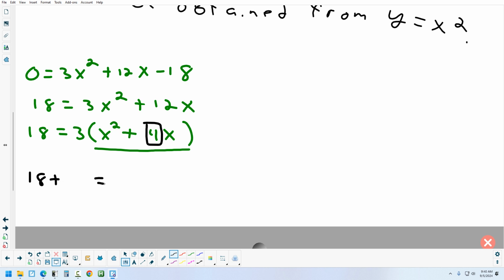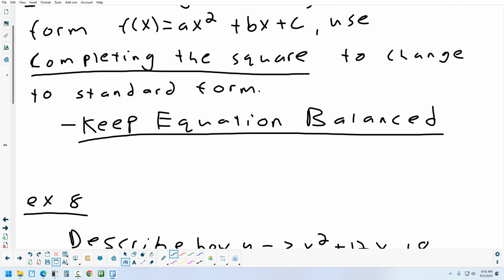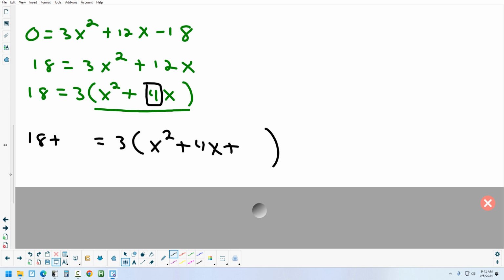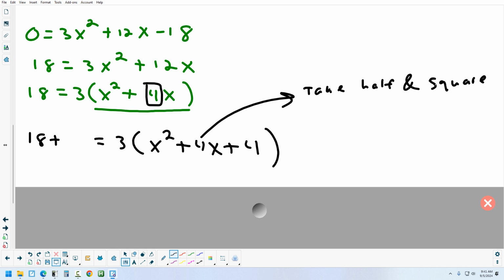So you're going to have to add something here. And as long as you add the same thing on both sides, you've still kept the equation balanced, which is very important. You've got to keep it balanced. So what's half of 4? Yeah? 2. And what do you get when you square it? 4. So take half and square it, the number in front of x.